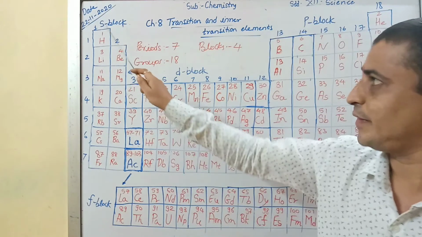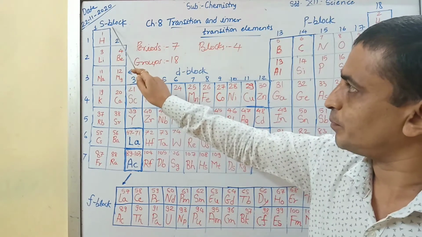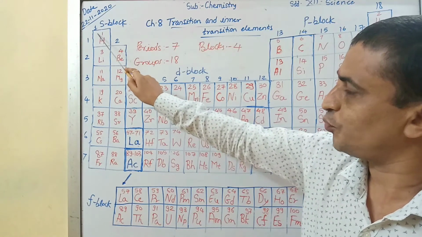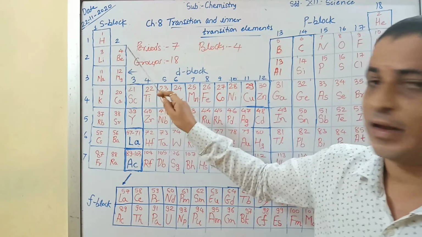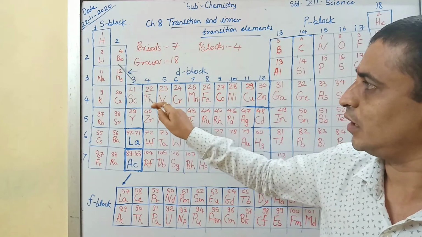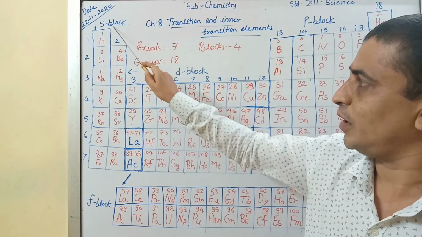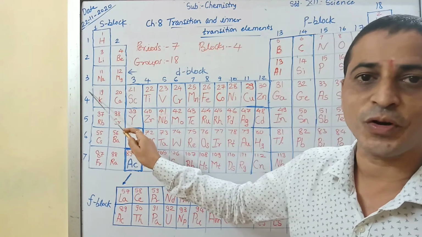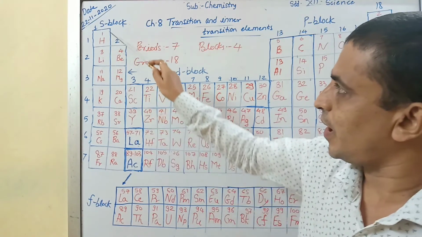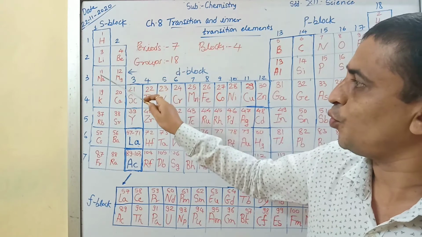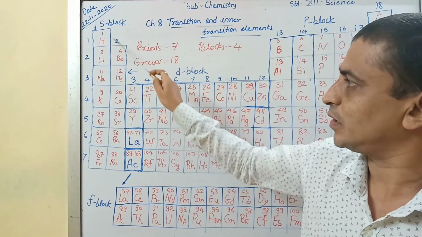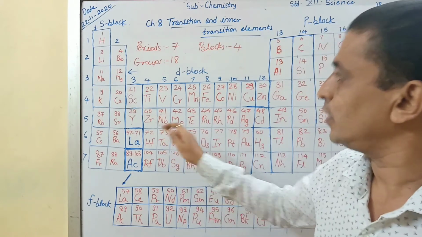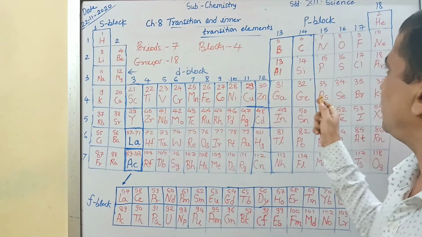Now you know that S block elements are present in group 1 and group 2. The elements present in group 1 are called alkali metals, and the elements present in group 2 are called alkaline earth metals. These S block elements are present on the extreme left hand side of the periodic table. This means these S block elements have more electropositive character because they are metals, and you know that metals are electropositive.